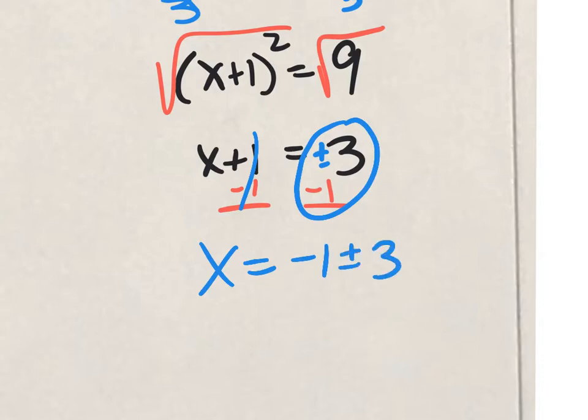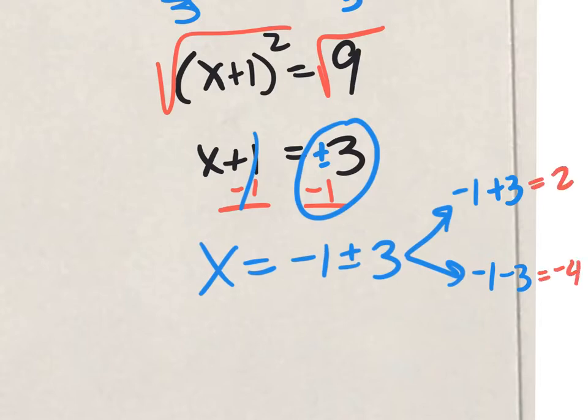And then actually do both cases. Do the negative 1 plus 3, and then do the negative 1 minus 3. That's what it means. Plus or minus means that you're going to do both. Negative 1 plus 3 is 2. Negative 1 minus 3 is negative 4. And those are your two answers to this quadratic equation.